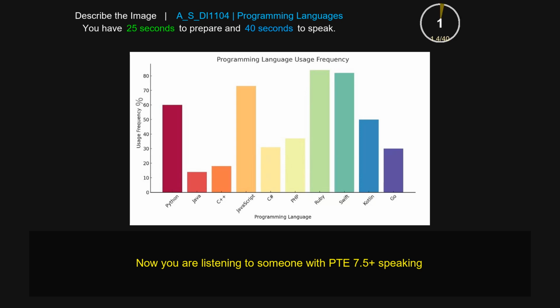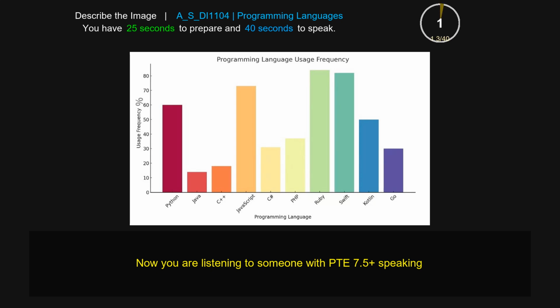The given picture gives information about the programming language usage frequency. The x-axis talks about some programming languages which are Python, Java, C++, JavaScript, C#, PHP, Ruby, Swift, Kotlin, and Go, and the y-axis talks about usage frequency percentage, which is 0 to 80%. It can be observed that Ruby is in the highest position at approximately 90%, and the second highest one is Swift at approximately 85%, and the lowest one is Java at approximately 15%. And overall the picture gives information about the programming language usage frequency.